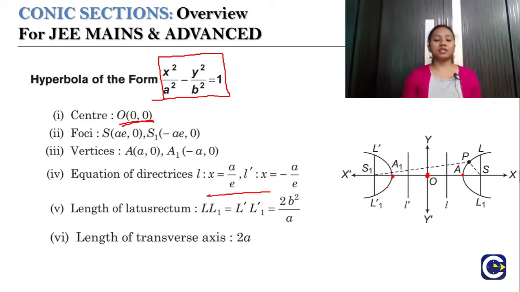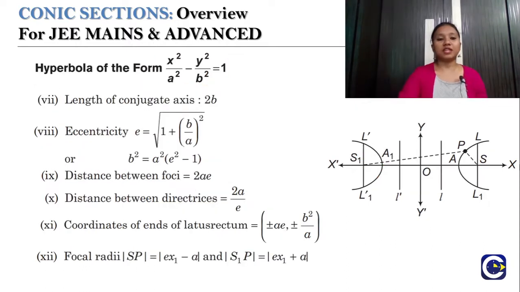This is for my standard form of the hyperbola equation, which is given by x square by a square minus y square by b square is equal to 1. And the length of the latus rectum here is 2b square by a. And the length of the transverse axis, which we already know, is 2a.